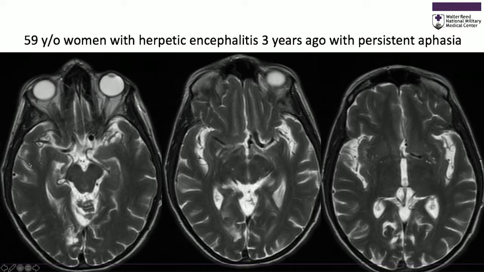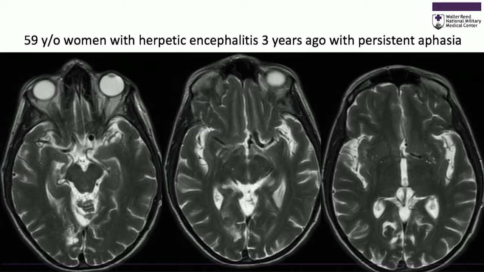So this is one of those examples that I was mentioning. This was a 59-year-old female who presented to us. You can see here in the back of the brain all this T2 bright gliosis. She had had a herpetic encephalitis 3 years earlier, was stable from this, and this was just a routine screening brain MRI. This was the first time we had acquired it.